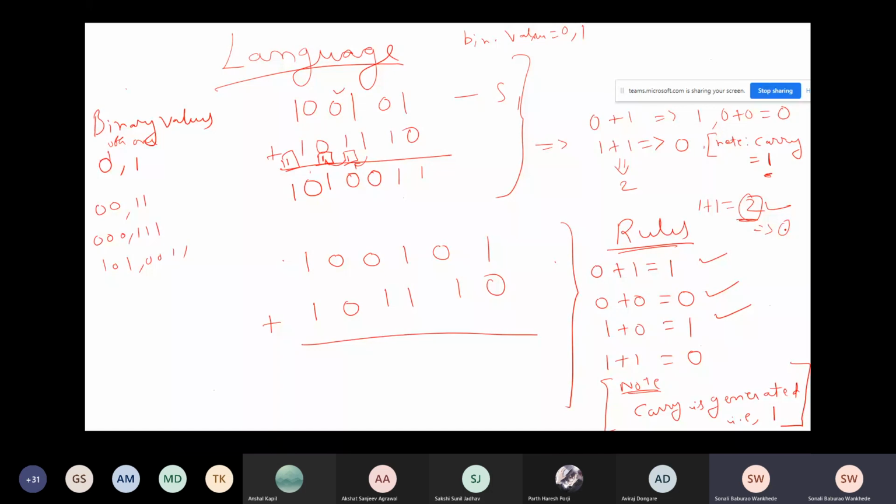So I write 0 over here. And always remember, guys, whenever you add two ones, you will get the output as 0, but a carry is generated. Now, what do you mean by carry? Let's see. Check here. 1 plus 0 gives you 1. 0 plus 1 will give you 1. 1 plus 1 will give you 0.